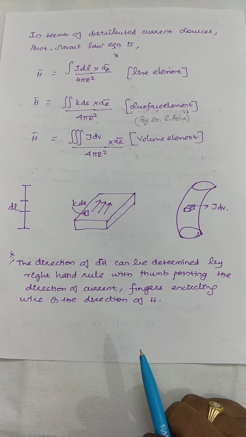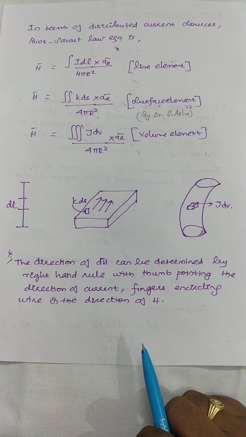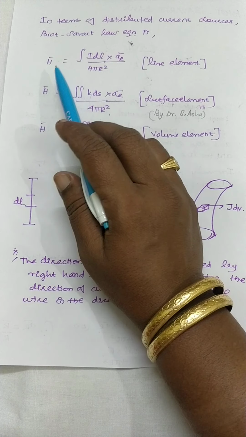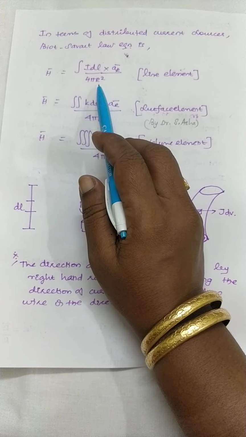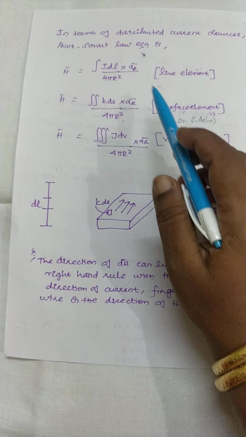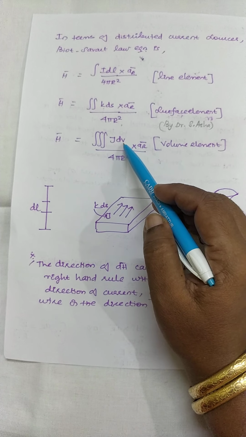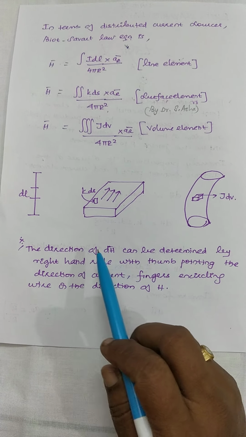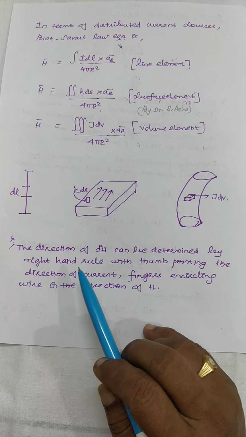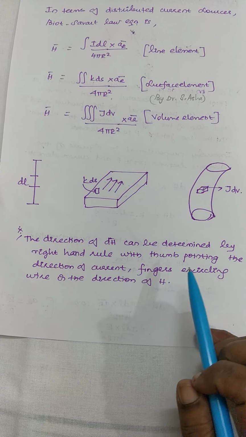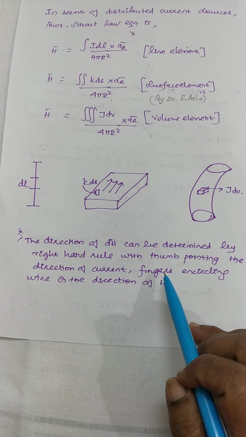Now we can define the same analysis in terms of continuous sources. H becomes equal to the integral of I dl cross aR vector divided by 4 pi r square for a line element, replaced by the double integral K dS for a surface element, and I dl is replaced by the triple integral J dV for a volume element. So the line element, surface element and volume element are shown. However, the direction of dH can be determined by using Fleming's right hand rule, with the thumb pointing in the direction of current and the fingers encircling the wire in the direction of H. And this is the basic definition of Biot-Savart's law.